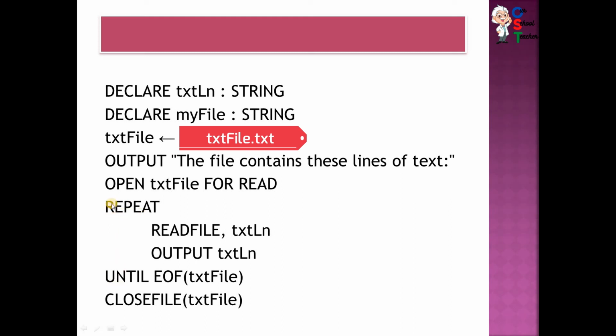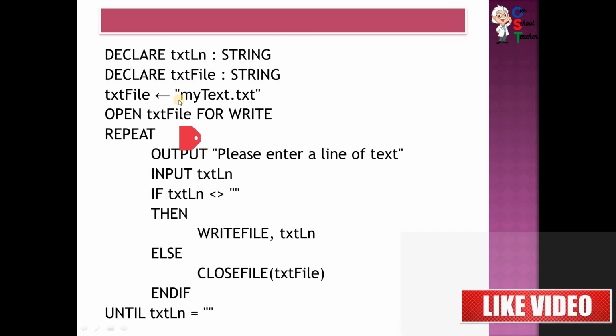After this, a repeat until loop has been used and this will run until the end of file comes. In the body of the loop, read file TextLine. Every time it will read one line of text and output it, right? And then when the loop is closed, the text file will also be closed. So this algorithm is being used to read from an existing text file. The previous algorithm was made to write in a new text file, right?